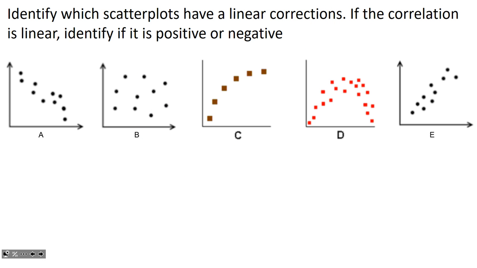Back to some scatter plots. Identify which scatter plots have a linear correlation, and if it is linear, identify if it's positive or negative. Remember, linear correlation is if the relationship is linear. So first we're going to take a minute and draw the line through the middle of the points. That line goes through the middle of the points, right? And it's pretty straight. So I would say that this is linear.